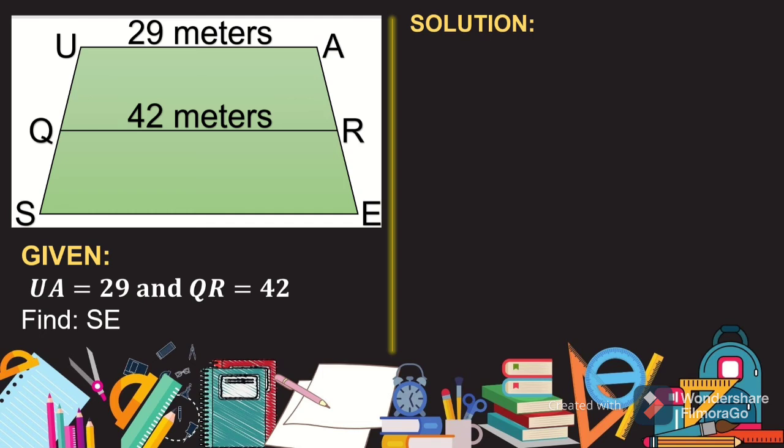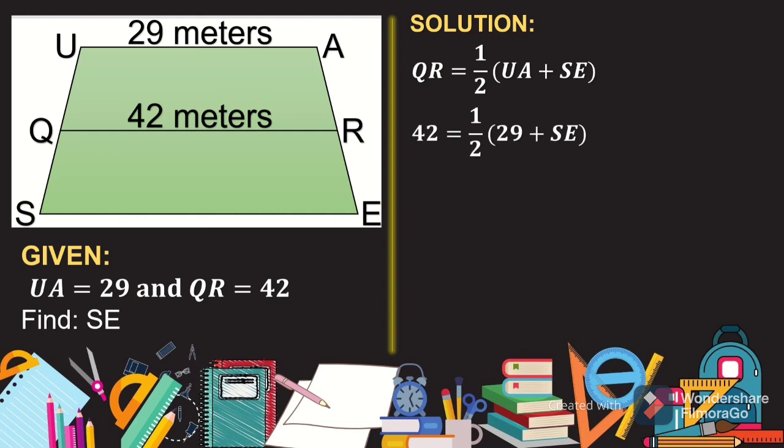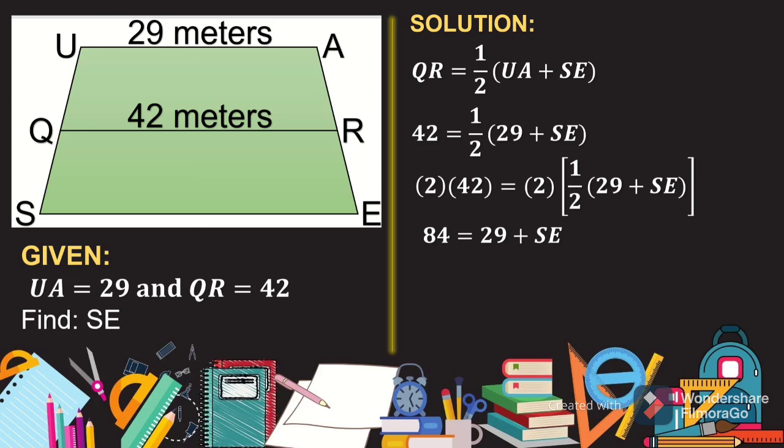For the solution, we have QR is equal to 1/2 times the sum of UA and SE. Substituting, we have 42 is equal to 1/2 times 29 plus SE. Multiply both sides by 2. We get 2 times 42 is equal to 2 times 1/2 times the sum of 29 and SE. Simplifying that, we get 84 is equal to 29 plus SE. Then eliminate 29 by subtracting 29 from both sides. We get 84 minus 29 is equal to SE. Finally, line SE is equal to 55 meters.